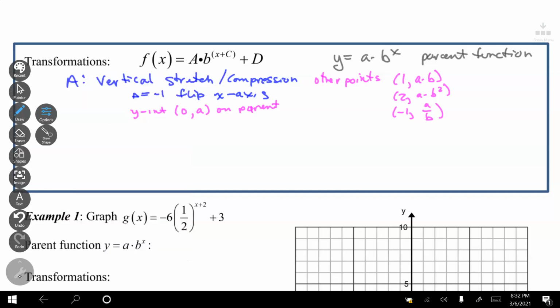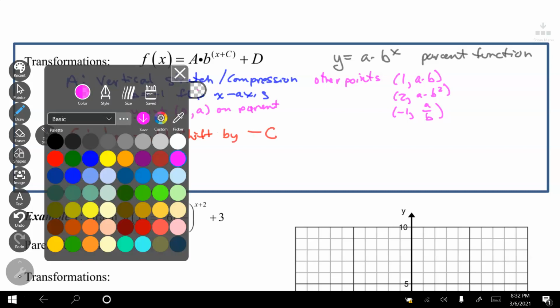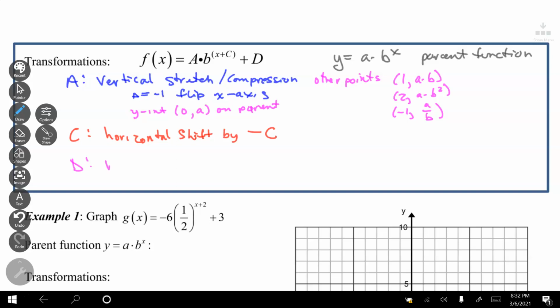The C is going to be a horizontal shifting, again by the opposite of what you see. And then finally, D is going to be a vertical shift by what you see, the D value. But its effect is that my horizontal asymptote is always going to be y is equal to D. That's going to be important to us because it's going to help tell me where the graph levels off, and it's going to help with the range.